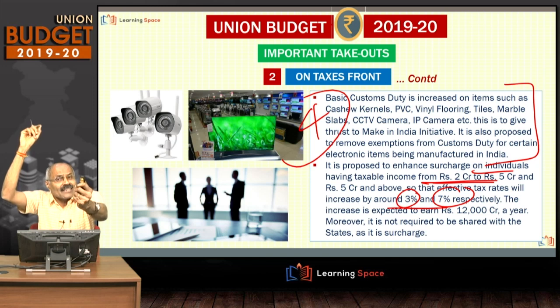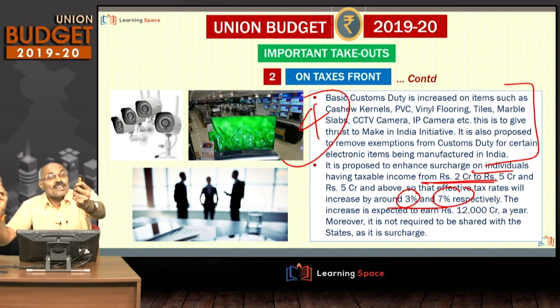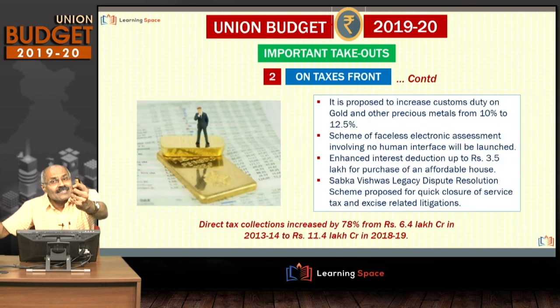Another important aspect is it is increased as a surcharge. So therefore, it is not required to be shared with the states. Right friends, cess, surcharge, these are not required to be shared with the states. So the center is happy with that, but it goes against the cooperative federalism. When the center is increasing more and more cess and surcharge, it goes against cooperative federalism.